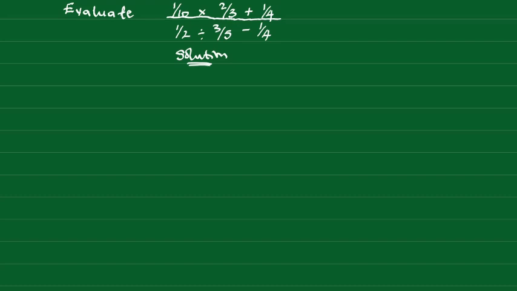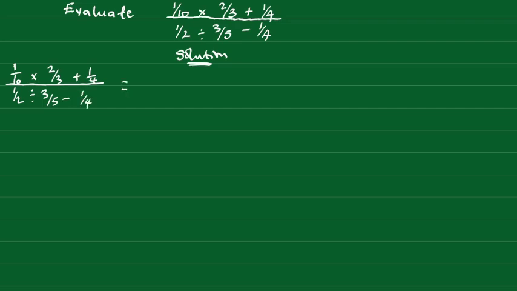Hence, from our numerator, we have 1/10 times 2/3 plus 1/4. Just copying out our fraction again. So we have 1/2 divided by 3/5 minus 1/4.